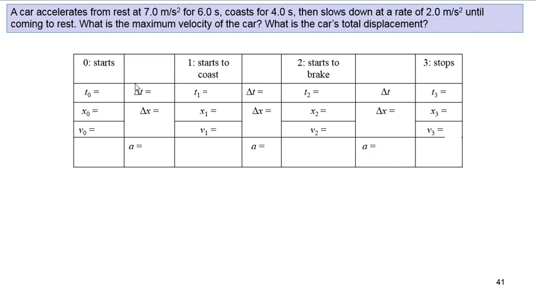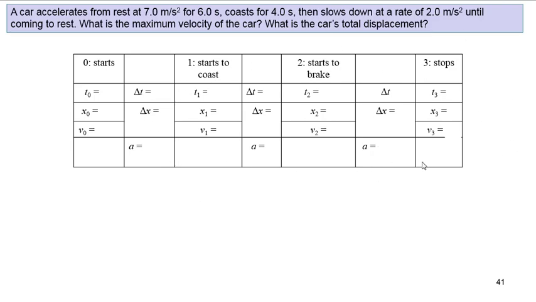And then in between here I have a delta t. Delta t is what takes us from 0 to 1. So this would be t1 minus t0. Delta x would be x1 minus x0. And a is the acceleration that I have while I go from event 0 to event 1. So this is just filled out blank.